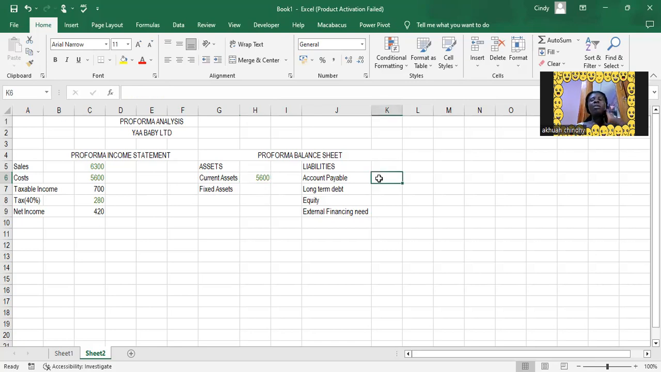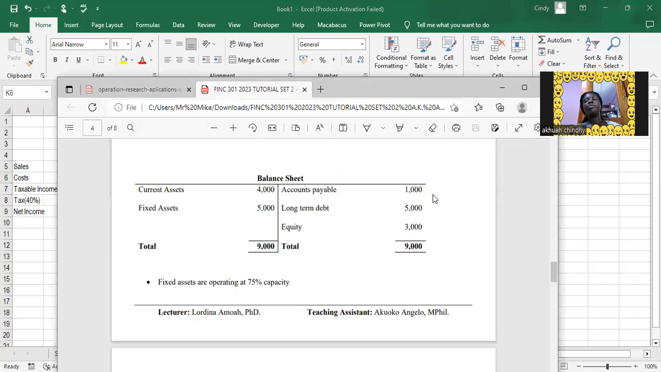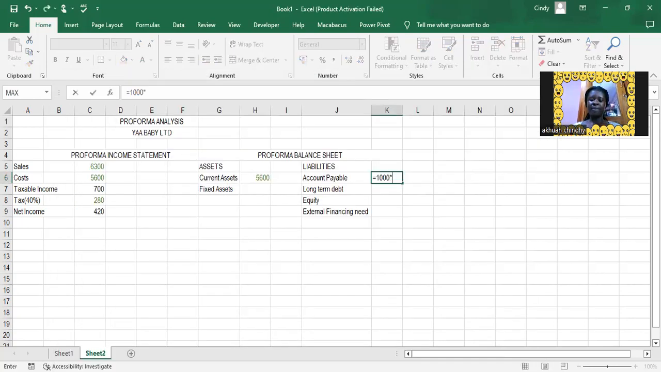So with the accounts payable, from the question, it's 1,000. And since it varies directly with sales, it also grows at 40%, right? So we'll have 4,000 times 1 plus the 40%. That one will go as 1,400.